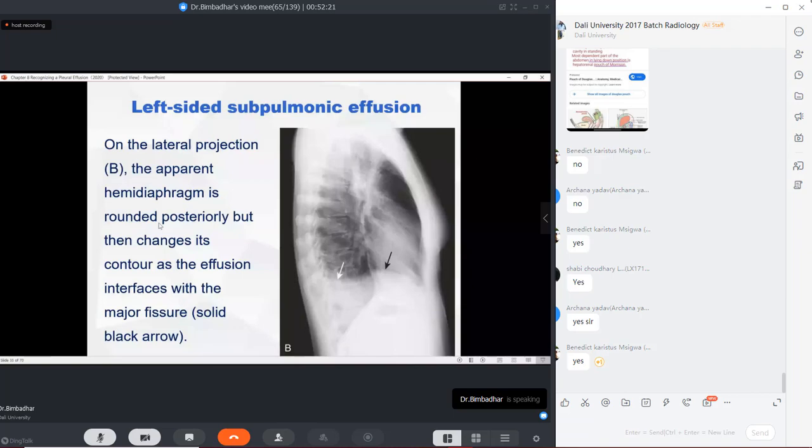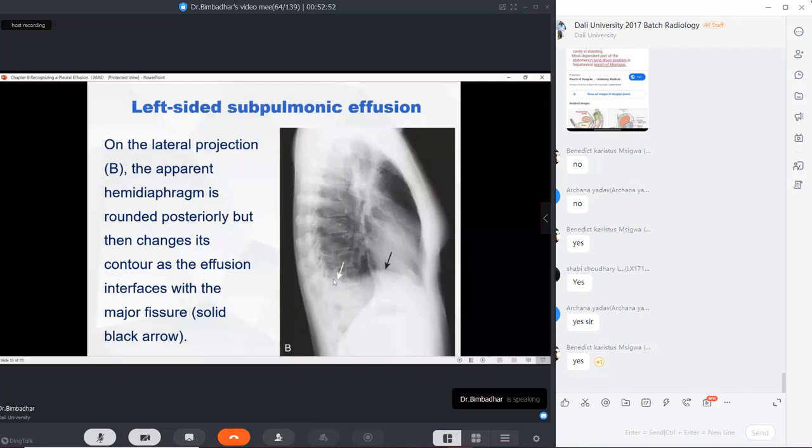Rounded hemidiaphragm, and the contour of the diaphragm is lost because of the effusion that is present along the major fissure. This is the major fissure, right? This major fissure actually comes down like this. That is the reason there is the rounding of the hemidiaphragmatic shadow, and that is what we call a meniscus. So, left-sided subpulmonic effusion.